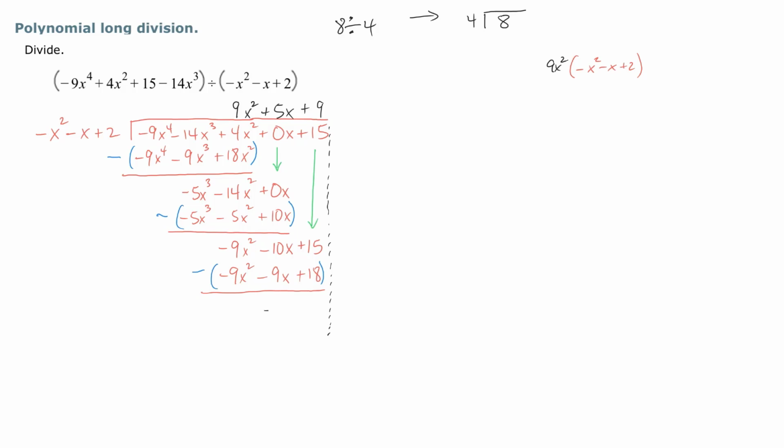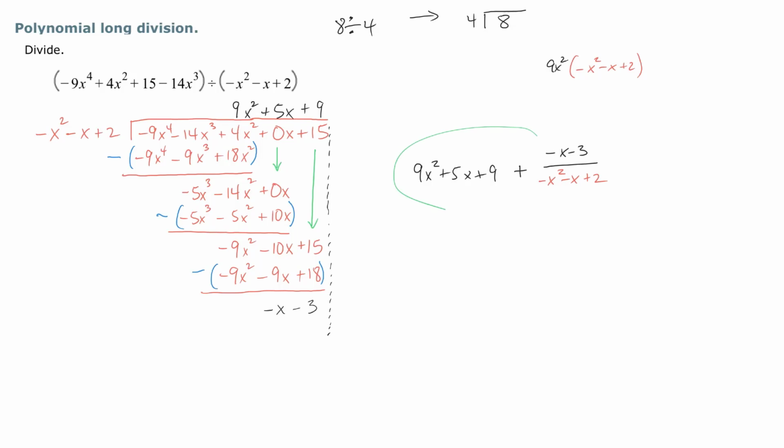Now we have a remainder of negative x minus 3. So remember, up on top, right here, is the quotient, and this is the remainder. How do we write our final answer? Well, we take the 9x squared plus 5x plus 9, take the quotient, and we're going to go ahead and add the remainder and put it over its divisor. And the divisor is negative x squared minus x plus 2.